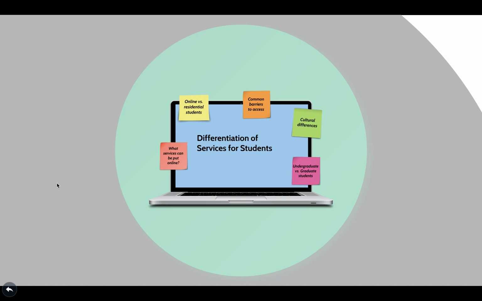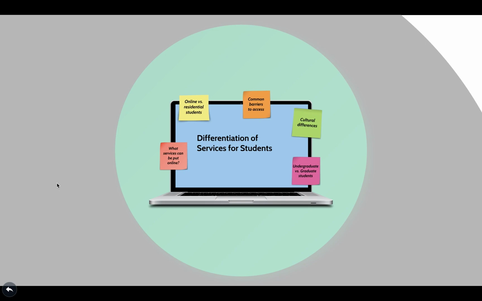For example, not knowing what services are offered, a lack of confidence in the effectiveness of these services, fear of stigma, or needing services that fall outside of the normal business hours. This is especially pertinent for online and distance students who might reside in a time zone or a geographical location that makes access quite difficult.